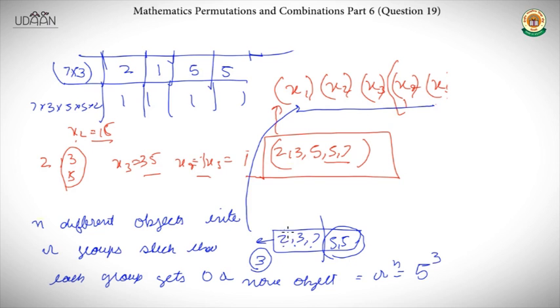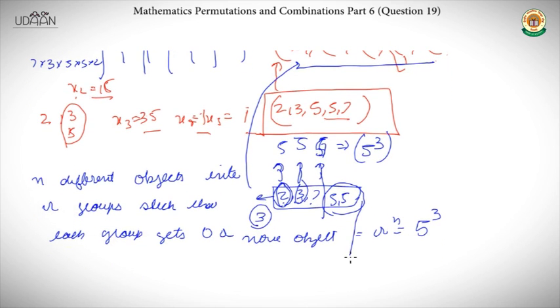Let's see. Each digit, let us consider 2. 2 has 5 options. 2 can go to x1, x2, x3, x4 or x5. Same goes with 3. 3 also has 5 options. It can go to x1, x2, x3, x4 or x5. And the same goes with 7. It also has 5 options. So we have 5 raised to the power 3 ways in which these 3 different objects could be divided into 5 groups such that each gets 0 or more objects.